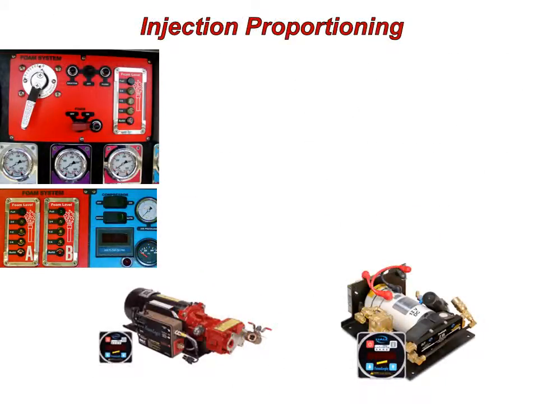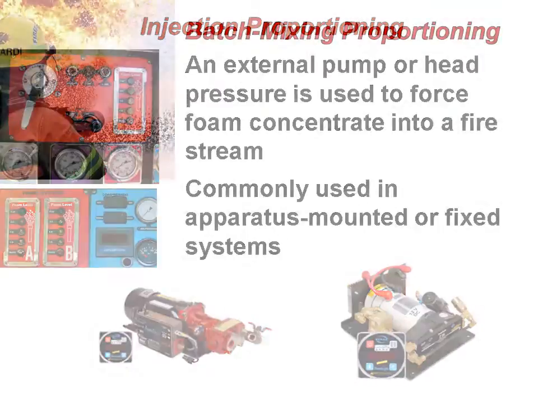Injection. An external pump or head pressure is used to force foam concentrate into a fire stream, commonly used in apparatus mounted or fixed systems. If you have a Class B or fixed foam proportioner, these will be somewhere on your truck.